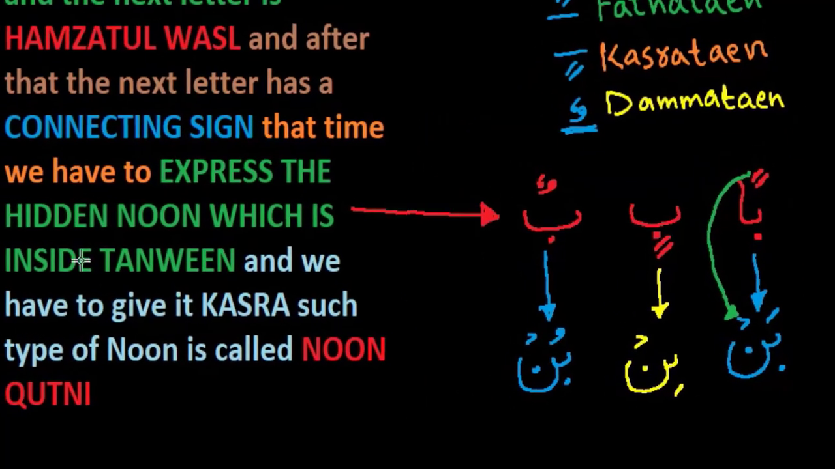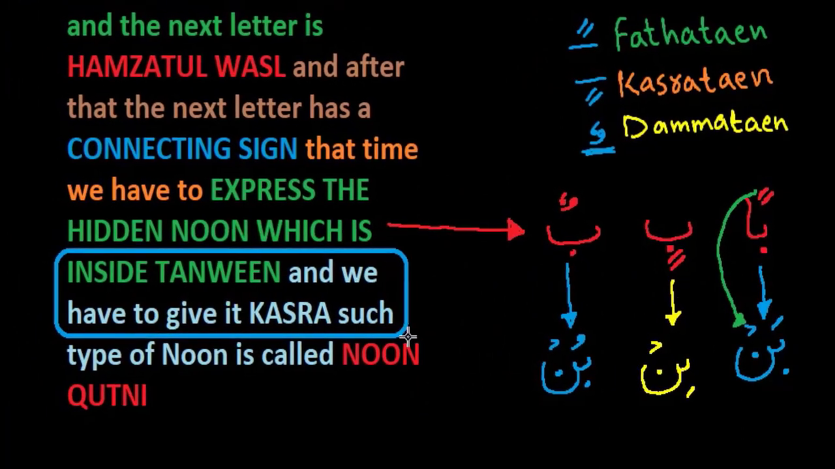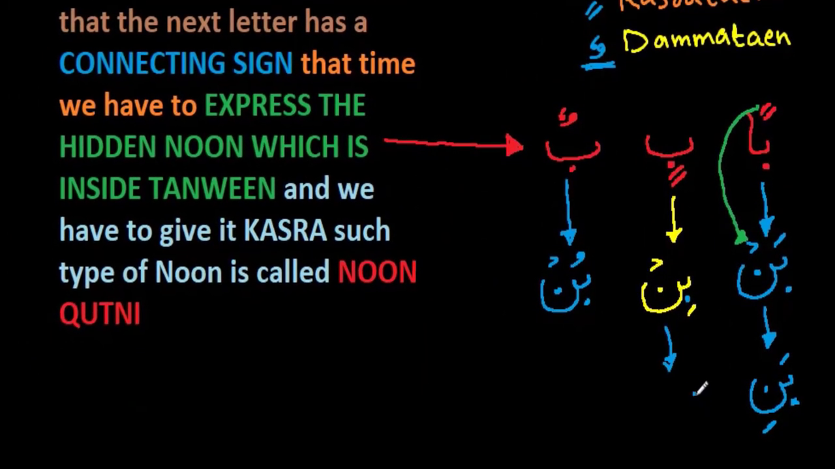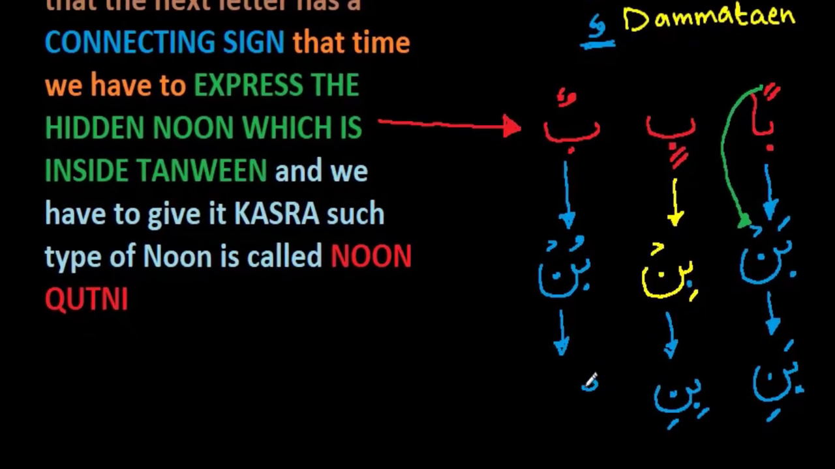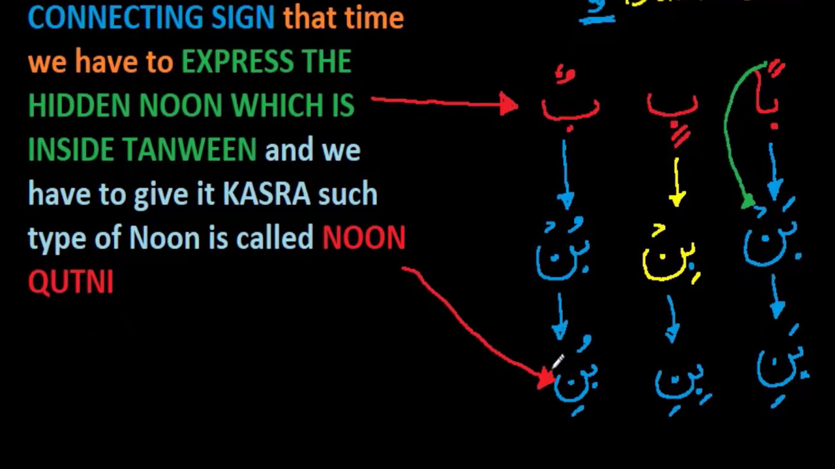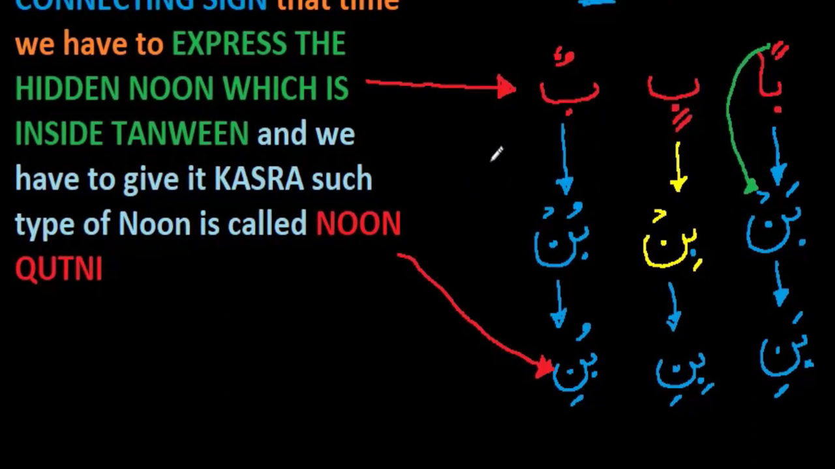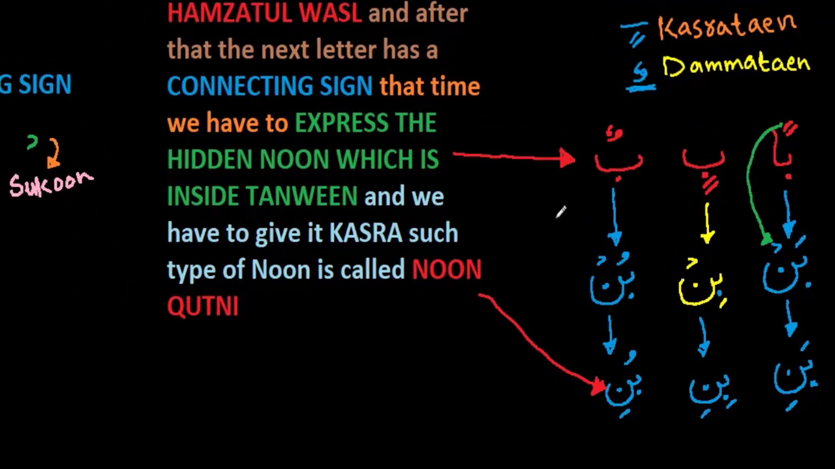Now the next thing in this statement, that we have to give it kasra, so "ban" becomes "bani", and here it becomes "bini", and this one becomes "buni". So such type of noon is called noon qutni. And now we are going to apply this thing in real Arabic words. So let's take a few examples.